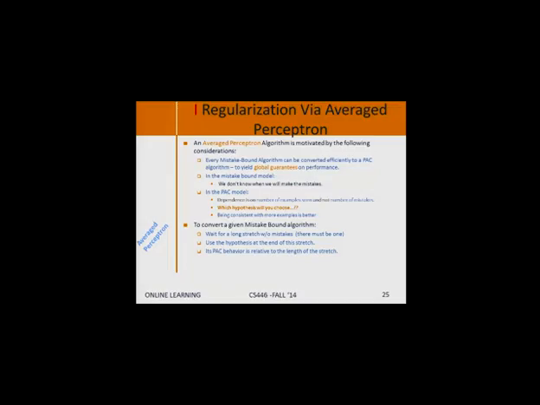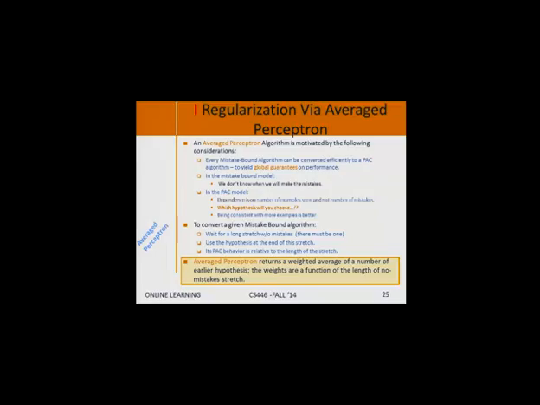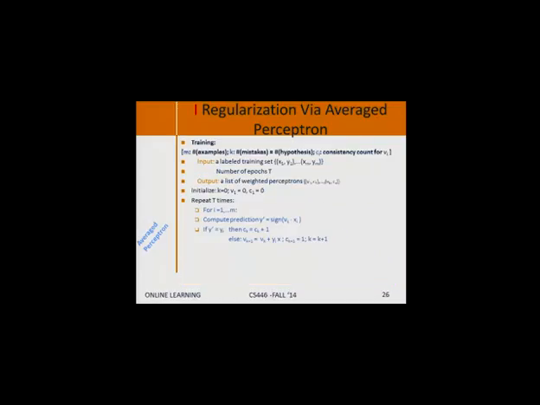So basically, the idea is that I'm hoping for a long stretch without mistakes. We know that there is one if the algorithm is mistake bound. And I want to use the hypothesis that is at the end of this stretch. Now, this by itself is better than using a hypothesis that is at the end of a short stretch, but it's not statistically robust enough. So what we're going to do is an average. Average perceptron is going to return a weighted average of a number of earlier hypotheses, where the weights are a function of the length of the stretch. So let me just write down the algorithm explicitly, and then we'll see. So here is how I'm going to train. This is my notation here. M is the number of examples.